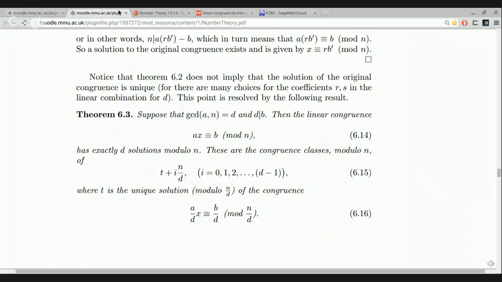The original congruence, all the parts are divisible by the greatest common divisor of these two. So you divide across, you get this reduced congruence. Now the coefficient is co-prime to the new modulus, so it has a unique solution. So this 4 is t. So that 4 there is this t.